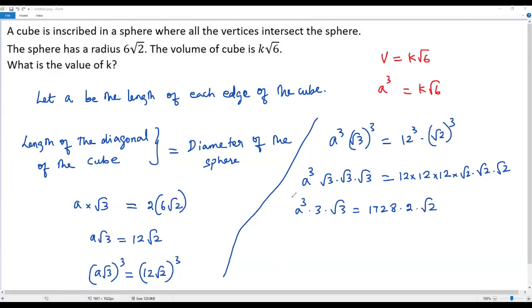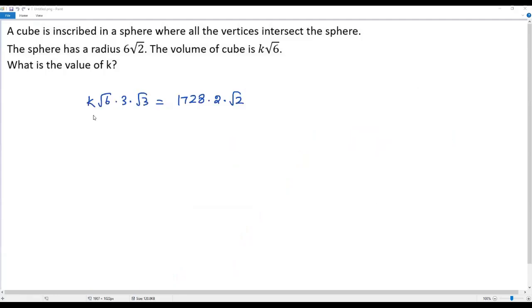Okay, now what we can do is replace this A cube by this k times square root of 6. Because our aim is to get the value of k, so now we can plug in k times square root of 6 for this A cube. So when I do so, I'm getting k times square root of 6 times 3 times square root of 3 equals 1728 times 2 times square root of 2. Okay, let me erase the other stuff and continue the problem. This is the last step we had in our previous working.